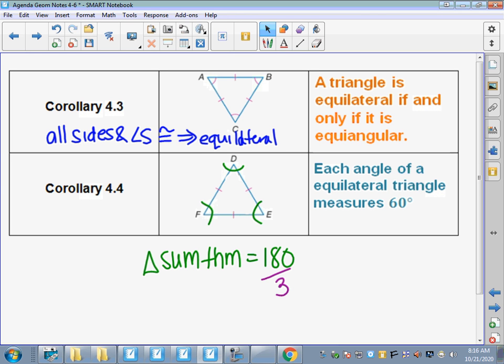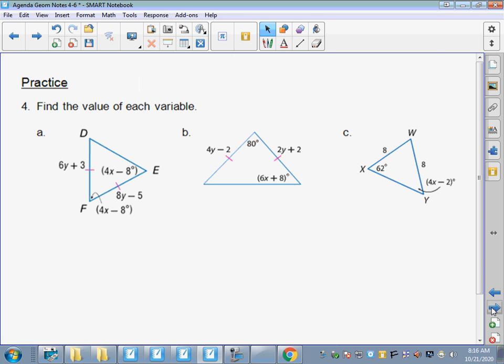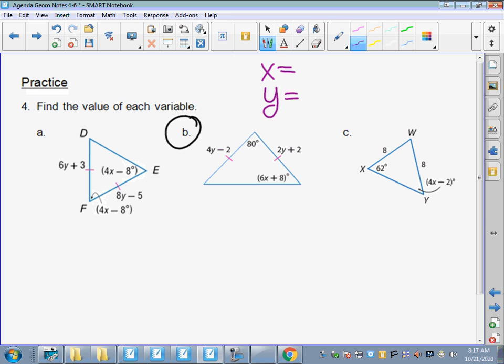So let's do one problem. Let's do letter B. Find the value of each variable. Letter B says, I've got x's and y's. What do you want to find first? So x equals and y equals. So notice, what kind of triangle is this? It looks to me like it's isosceles, right? I've got those two congruent dashes. So that means maybe we could find y first.